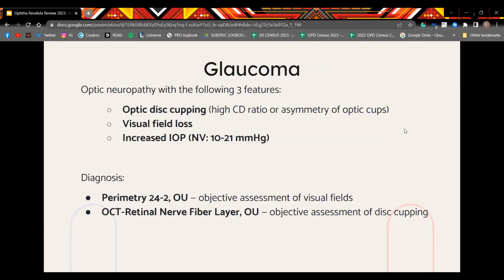Last in the line, no? So final topic would be glaucoma. I'll make this very short.